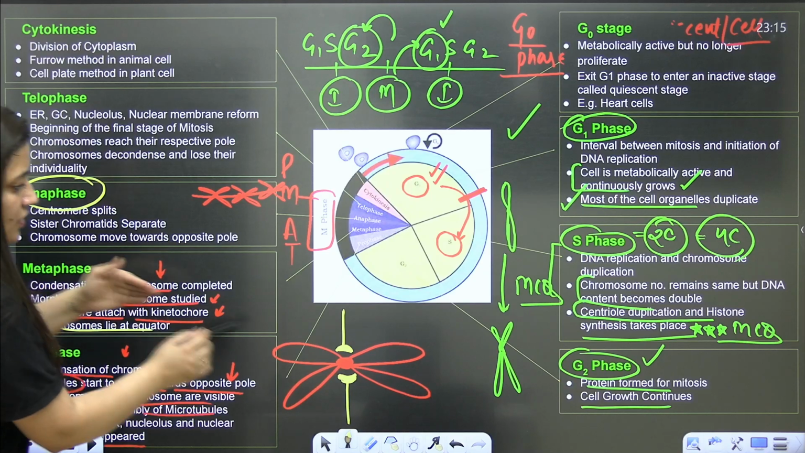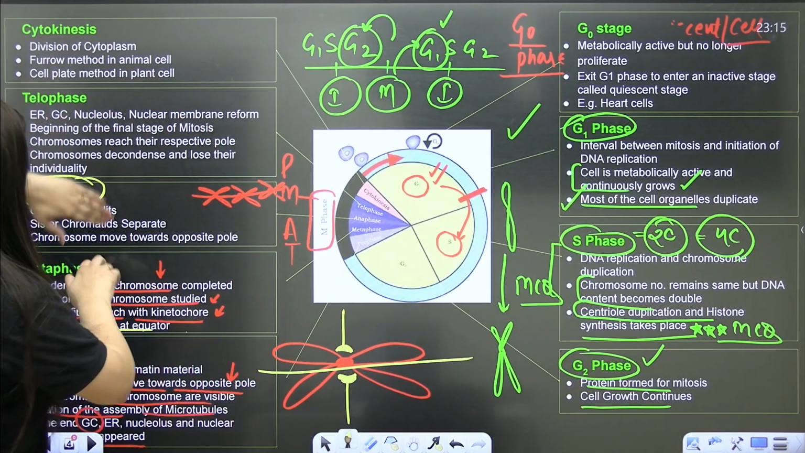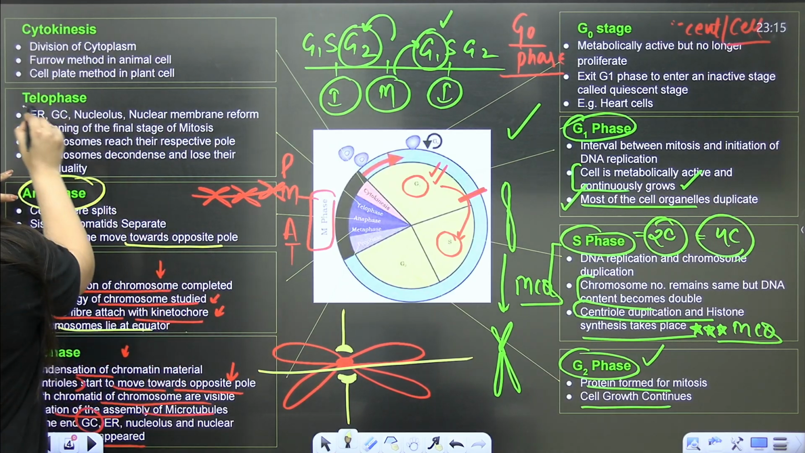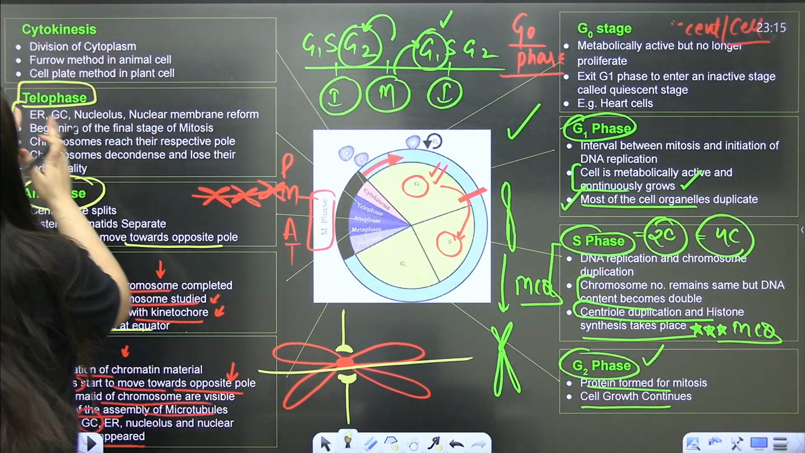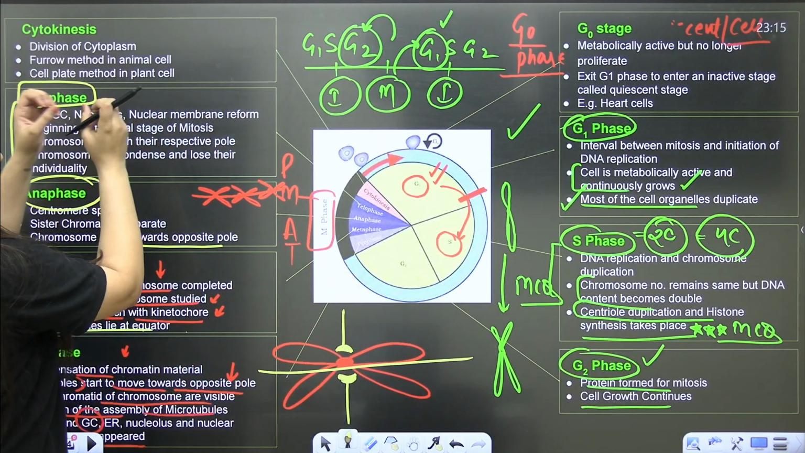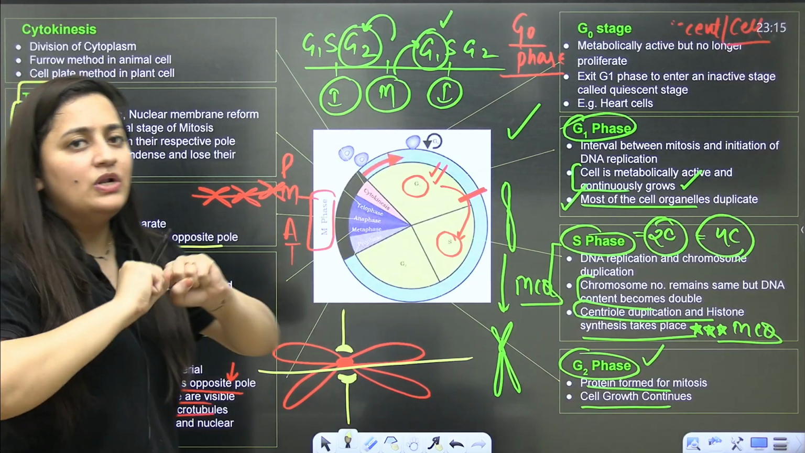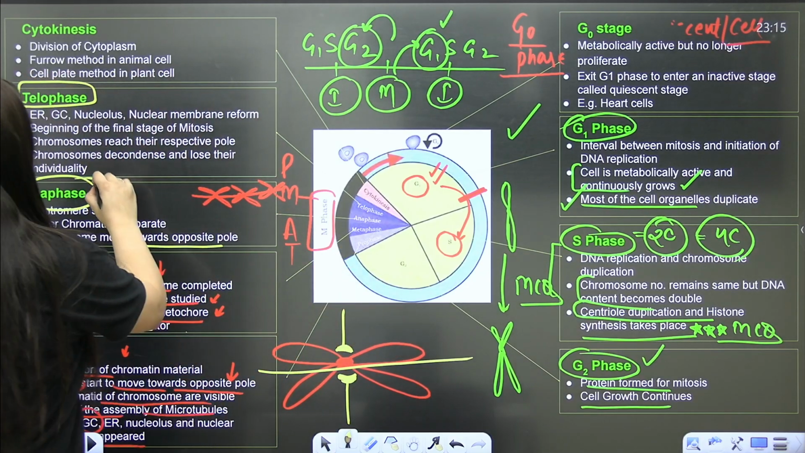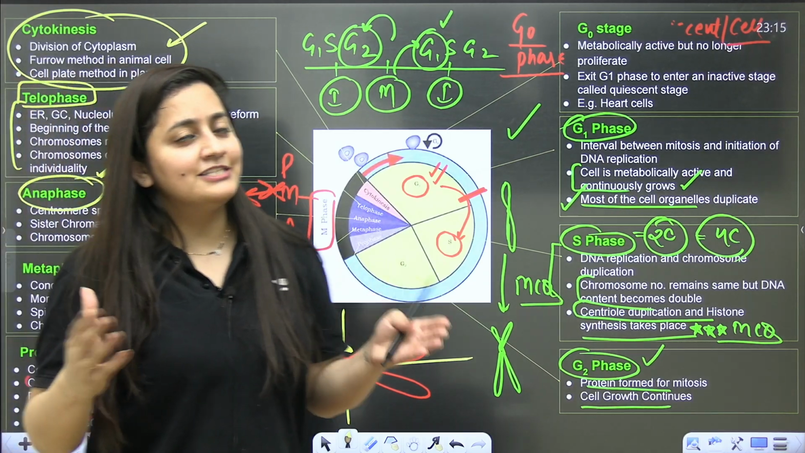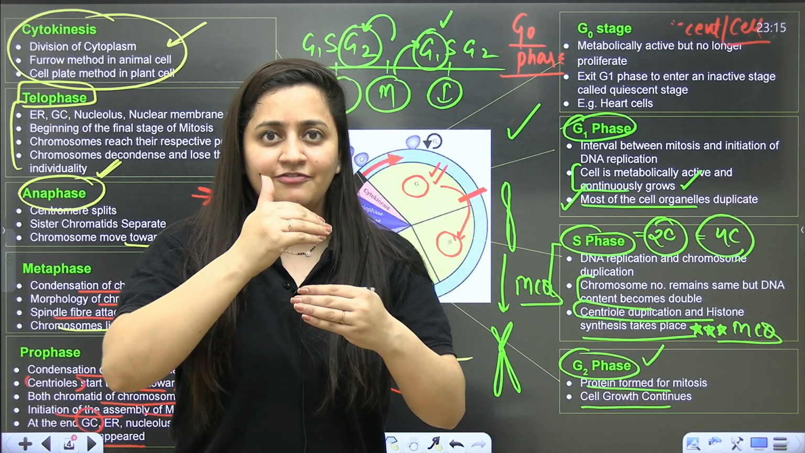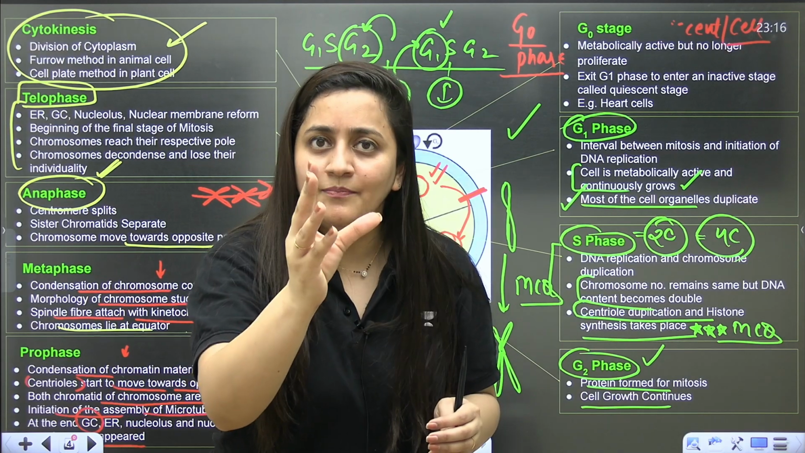Now in the anaphase, what will happen? Splitting of the sister chromatids will be there. Chromosomes will move towards the opposite poles. Then comes the telophase, right? It is just opposite to the prophase. So ER, Golgi apparatus, nucleolus, nuclear membrane, they will reform. Chromosomes will reach their respective poles and they will decondense and lose their individuality. And finally the cytokinesis will be there. So if it is the animal cell, cleavage furrow having actin filaments will form. If it is a plant cell, there will be the formation of cell plate, right?